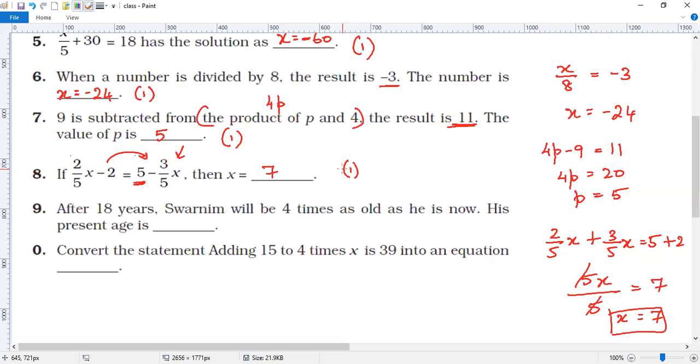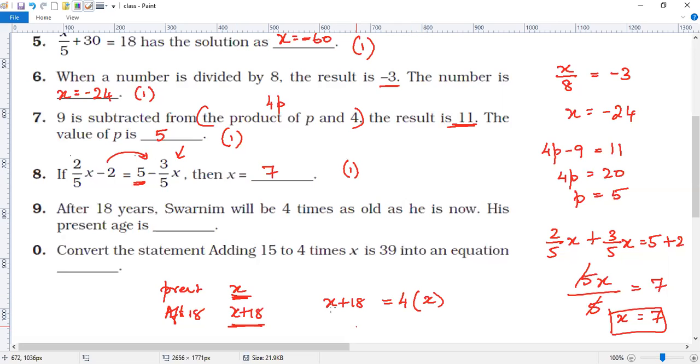Okay. Question number 9. After 18 years, Swarnam will be 4 times as old as he is now. His present age is? So this is after 18 years. Let us take the present age as x. So after 18 years, what will be the age? x plus 18. So what is the scenario they are saying? After 18 years, his age, that is x plus 18, will be 4 times as old as he is now. 4 times his present age, which is what? x. So this is the relationship.